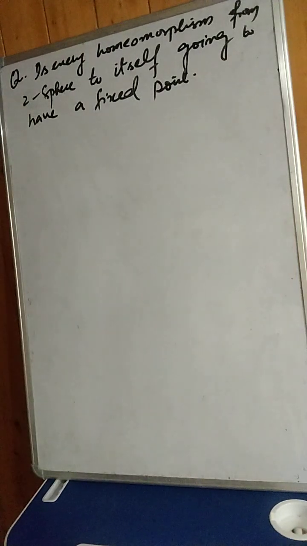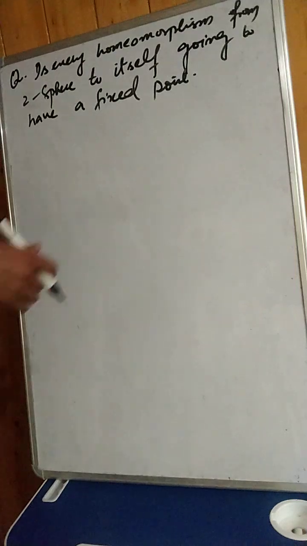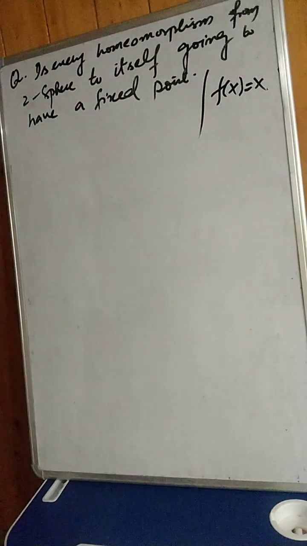If we take a homeomorphism from a sphere, a kind of set in R3, to itself, is it going to have a fixed point? My question is that. Fixed point means f of x is equal to x. This is the definition of a fixed point.